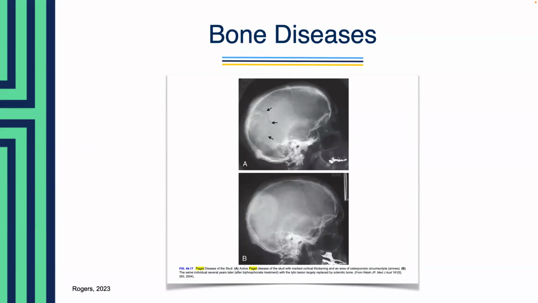And then you have abnormal x-ray films of that affected bone. So that is an example here, figure 44.17. You can see in A, the picture is showing the active Paget disease. And then in B, this is the same patient afterwards, and it's showing after it's healed, and you can see the characteristics that it's left with.